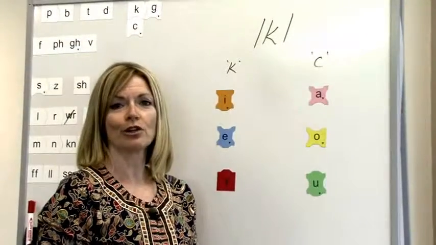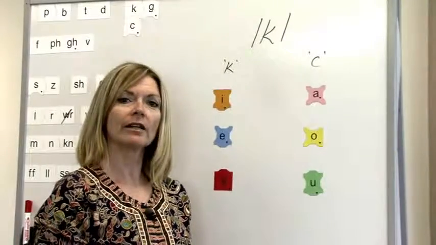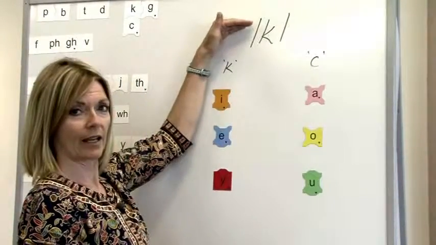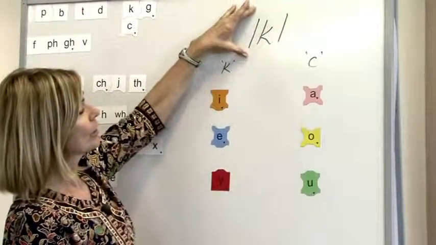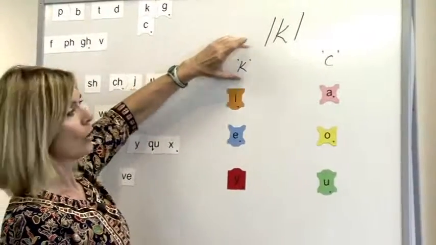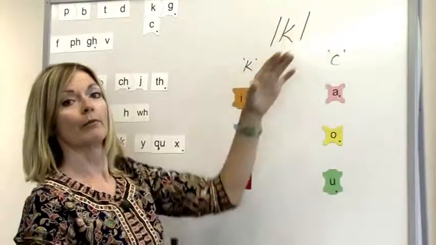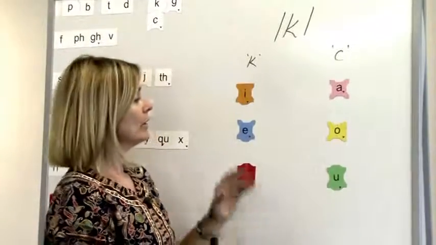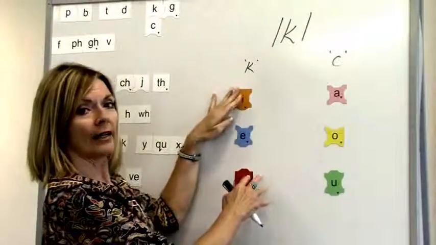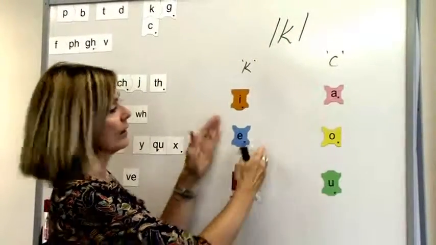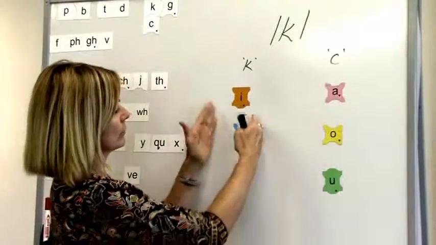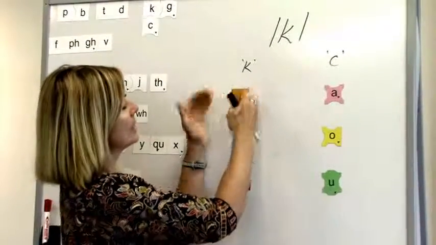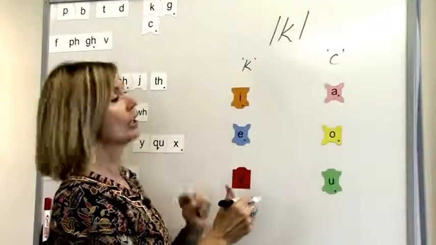And the last new concept for Lesson 3 is the spelling of the sound K. We know that K can be spelled with a K or with a C. But when do we do that? Well, a little bit of help. I, E, and Y. I think of them almost as like skinny letters, even though this one's a little fat. They tend to make the K say K.